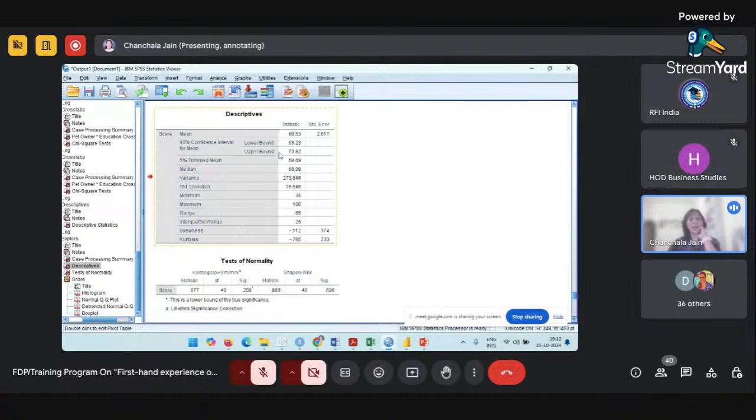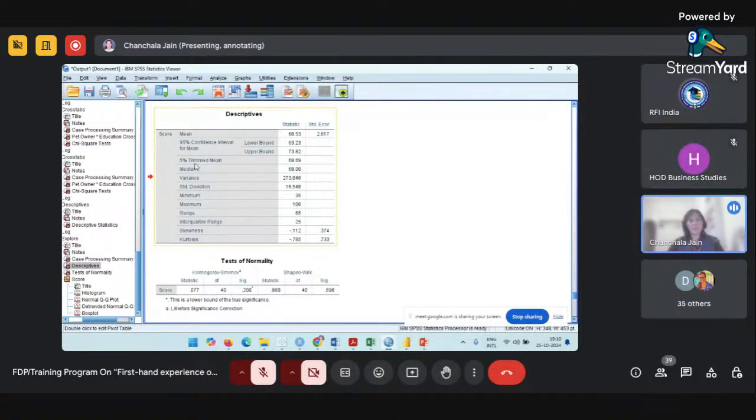If you look at these two, the meaning is very simple. If from the same population you pick another sample, the mean of the scores will fall in this particular range. So it will be between 63.23 and 73.82. Is it okay? Yes, ma'am.